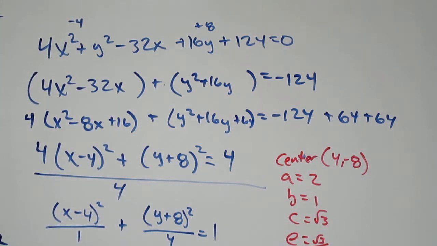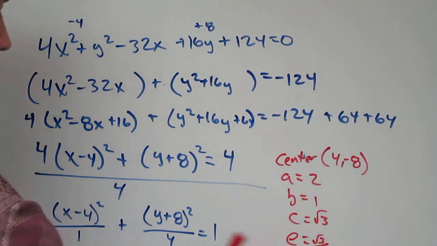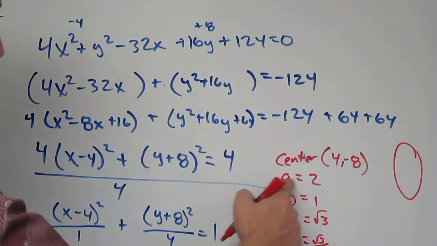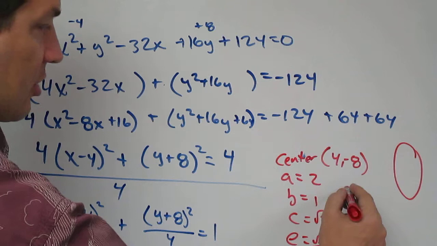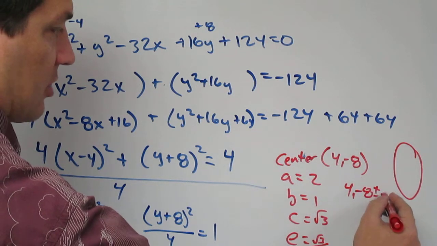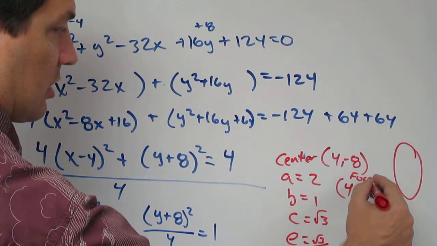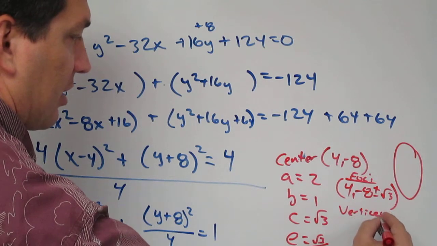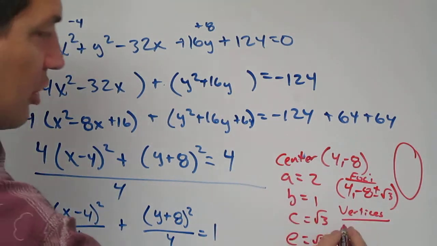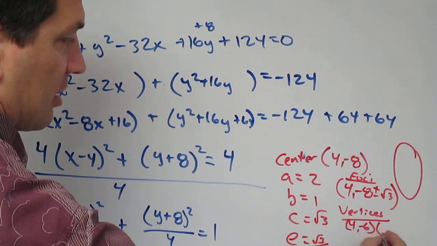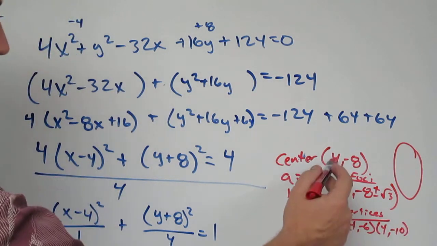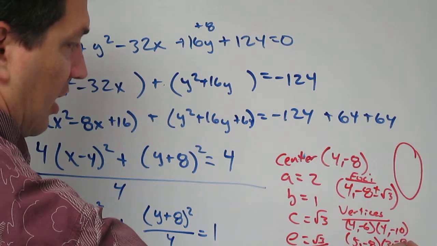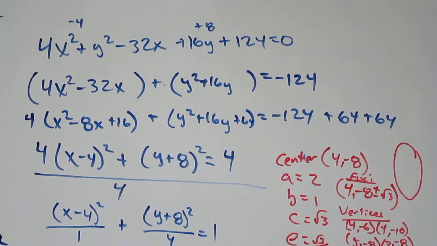If I wanted to know where the foci would be, since this thing is vertical, then I would be adding square root of 3 to that center. So I'd say 4, negative 8 plus or minus the square root of 3. That's my foci. And if I wanted to find my vertices, oh, this is where I'm running out of space because I like to find all 4 of them. I'm going to go up or down 2, so I'd get 4, negative 6, and 4, negative 10. And then I'm going to go left or right from the center 1, so I'd have 5, negative 8, and 3, negative 8. So I hope that all showed up.